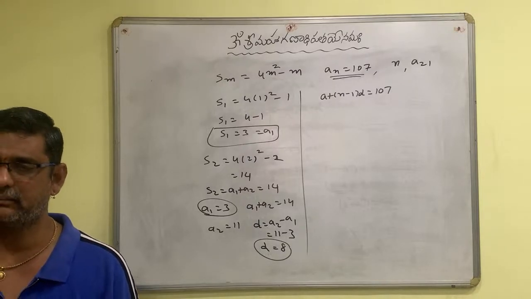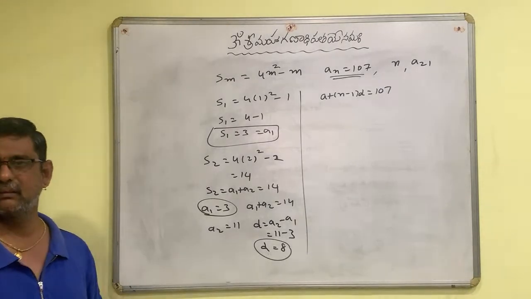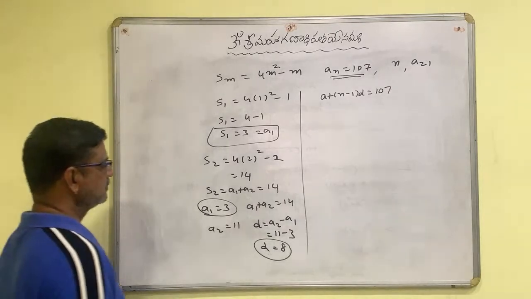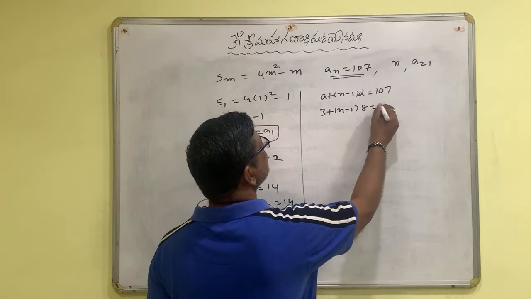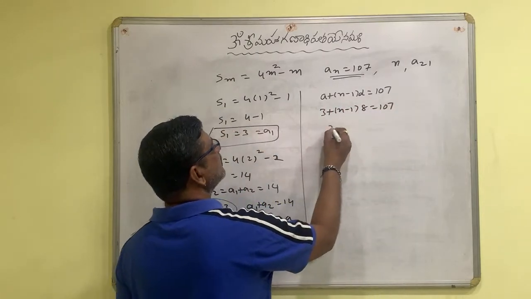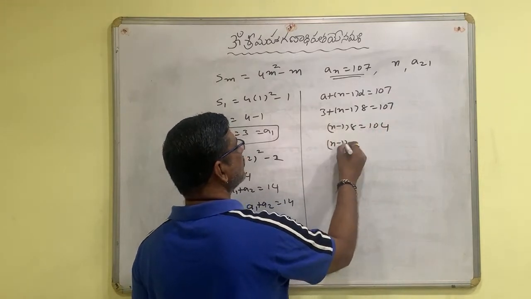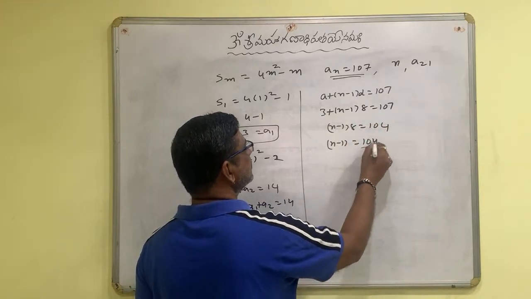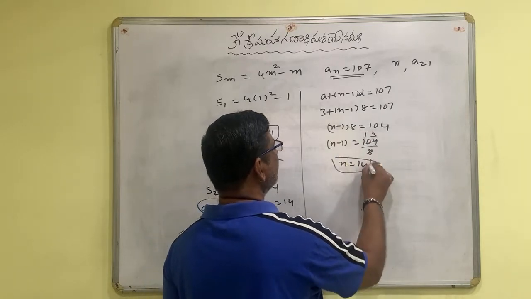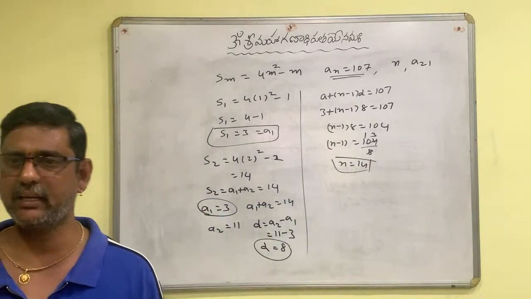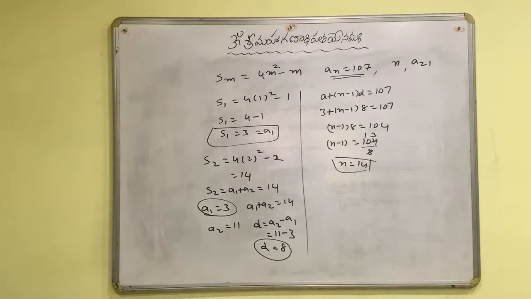n is 14. Is that right? 3 plus n minus 1 into 8 is 107. n minus 1 into 8 is 104. n minus 1 is equal to 104 by 8. 8 ones are 8, 8 threes are 24. n is equal to 14. n minus 1 is 13, n is 14. Now find out a21 then. Find out a21.